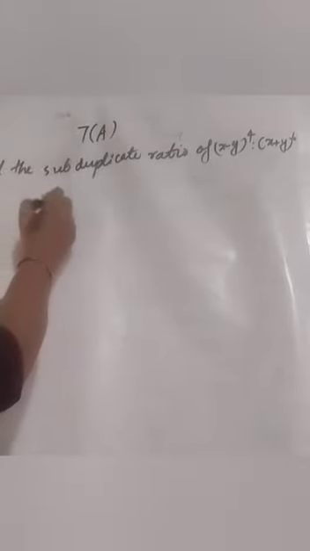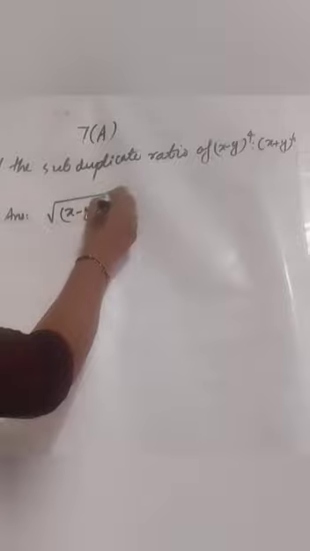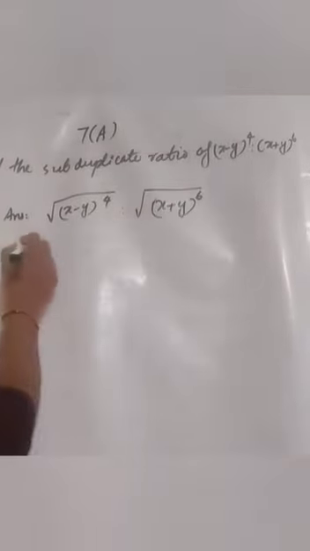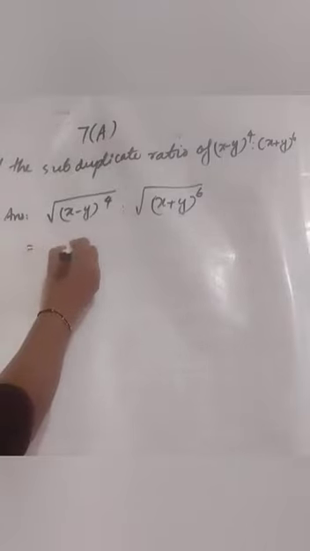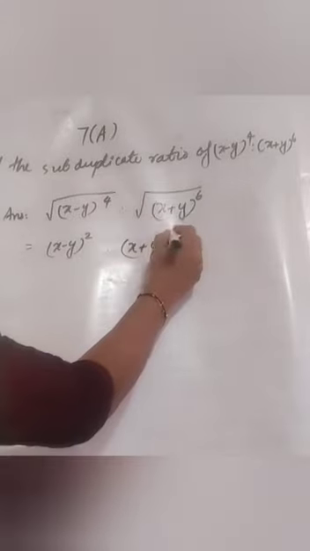Next is question number 23. Find the subduplicate ratio of the second question, (x minus y) raised to 4 is to (x plus y) raised to 6. Do the first one as homework. How can we find the subduplicate ratio? Yes, taking the square root. So the answer is square root of (x minus y) raised to 4 is to square root of (x plus y) raised to 6. That is equal to (x minus y) the whole square is to (x plus y) the whole raised to 3. This is the required solution.